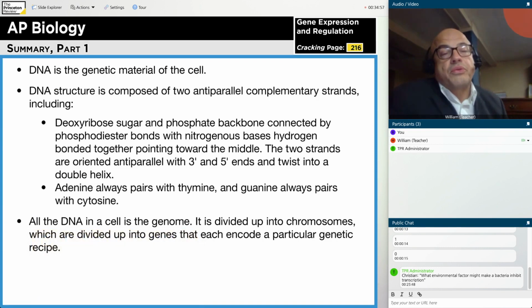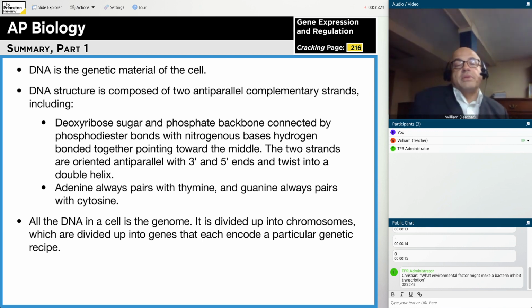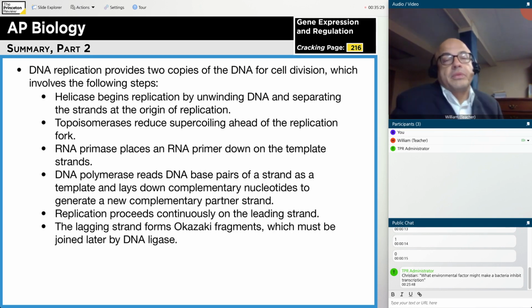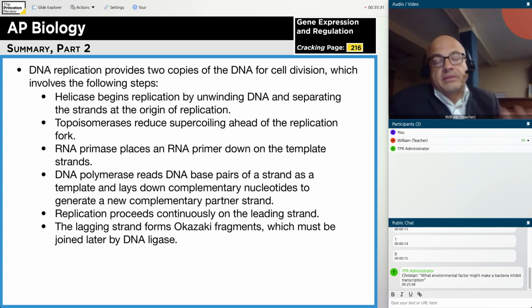All right, so let's go through a summary again. DNA is your genetic material. DNA's got your deoxyribose sugar, phosphate backbone. 2 strands are going to be 3' and 5'. They're going to twist. You have your double helix. Adenine's always going to be with thymine. G is going to be with C. Everything has to do with the genome, divided into chromosomes, subdivided into genes, and that's going to encode a particular recipe. Okay, so it's good to have this overall thing, and then fill in the blanks as you go on.